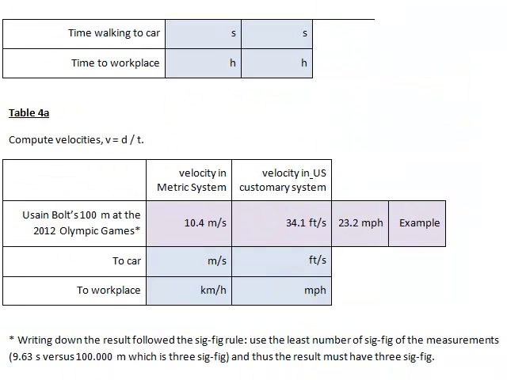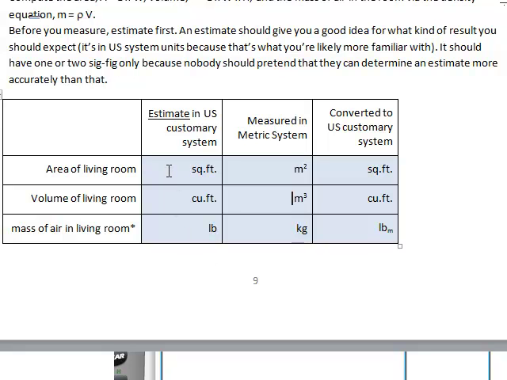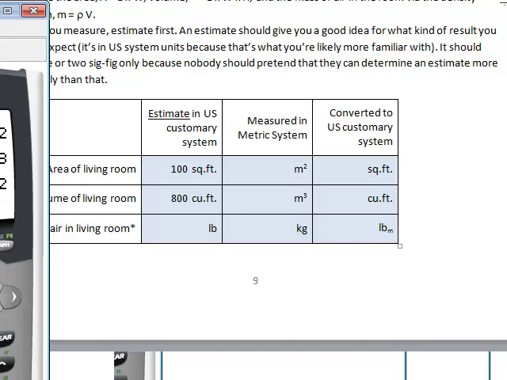Gonna skip here again. I'm confident that you can measure this. This is all straightforward. Okay, so now I'm going to determine the area and the volume and the mass of air in this living room. And all this is exercise for becoming familiar with the metric system, as well as becoming familiar with significant figures and with conversions. Okay, so my estimate, the area would be, well, the 10 by 10, that's 100, and the volume would be 10 by 10 by 8, so that should be 800 cubic feet. And then I do the calculations.